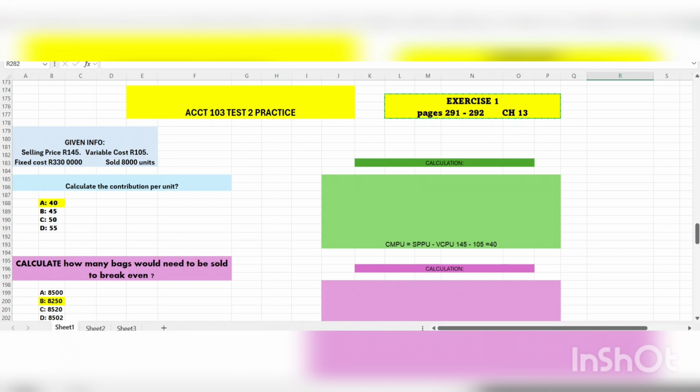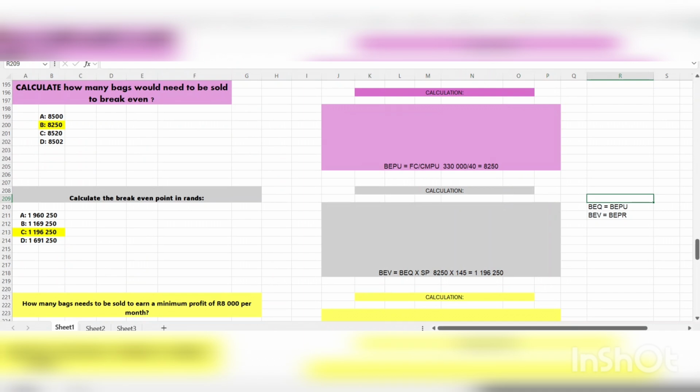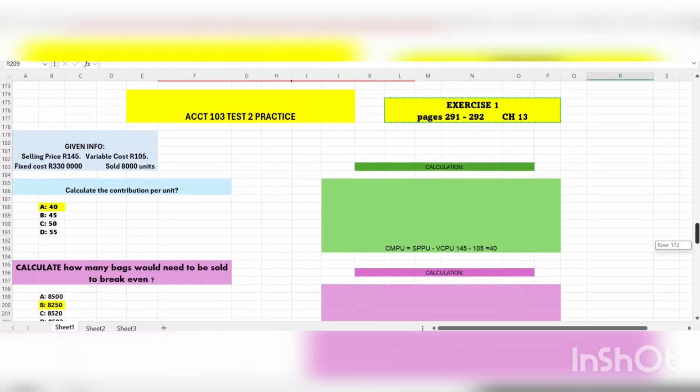So firstly, it asks us to calculate our contribution margin per unit, which is your selling price minus your variable cost per unit. 145 Rand minus 105, and that gives us 40, which is answer choice A.